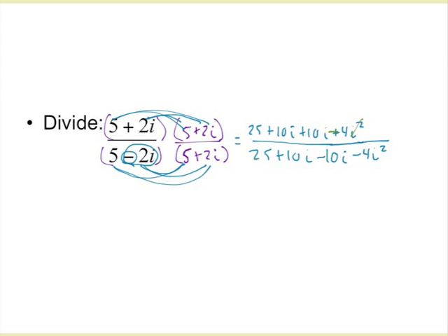And i squared becomes a negative 1, so on the top that changes to a negative 4 at the end. So that gives us 21 plus 20i. On the bottom, i squared changes it to a plus 4, so I get a 29. And final answer, divide that 29 into both parts of the top. Questions?